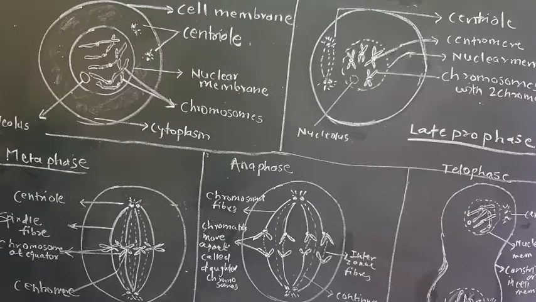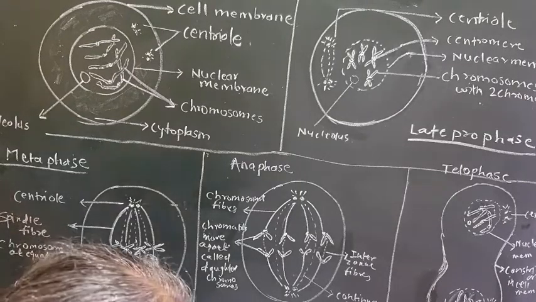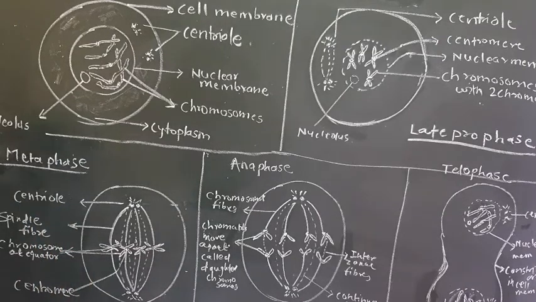One, that is division of nucleus known as karyokinesis, and another, that is division of cytoplasm, that is known as cytokinesis. So nuclear division is also karyokinesis. So karyokinesis involves four steps. One is prophase, another is metaphase, third is anaphase, and fourth is telophase.